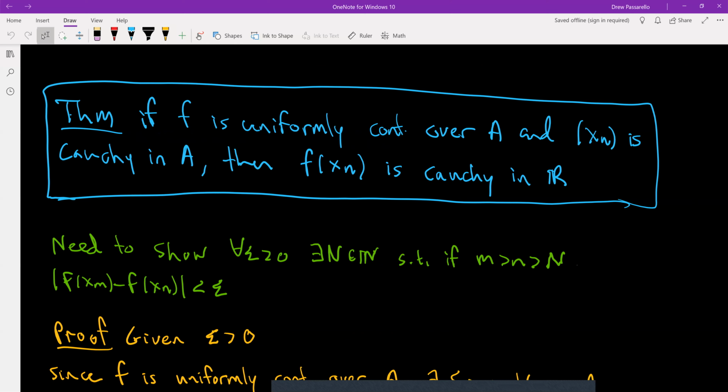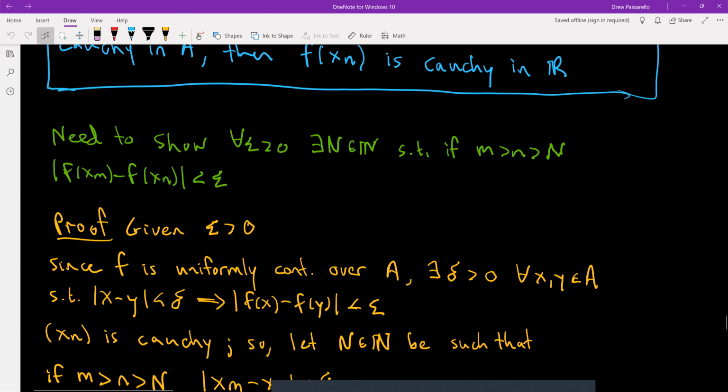All right, so that's what we need to show, and we need to use the fact that we know f is uniformly continuous and that x_n is Cauchy. So given epsilon, since f is uniformly continuous over A, then there exists a delta such that for all x and y in A, the absolute value of x minus y less than delta implies that the absolute value of f of x minus f of y is less than epsilon.